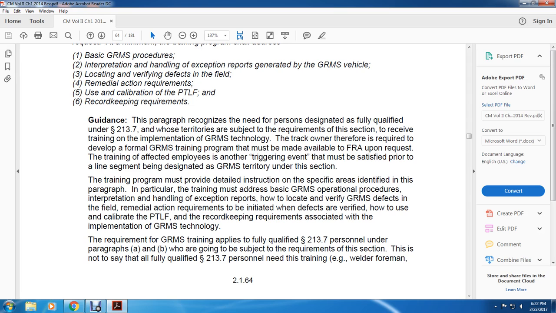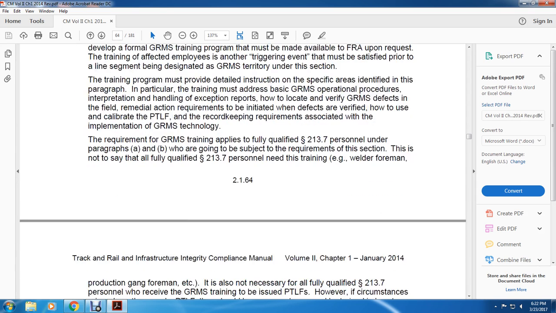Particular training must be provided on the gauge resistant measurement system operational procedure, interpretation, handling exception reports, how to locate and verify the gauge resistant measurement system, identifying the remedial action requirements initiated when defects are verified, how to use the calibrated portable track loading fixture, and the recording requirements associated with the implementation of gauge resistant measurement technology.